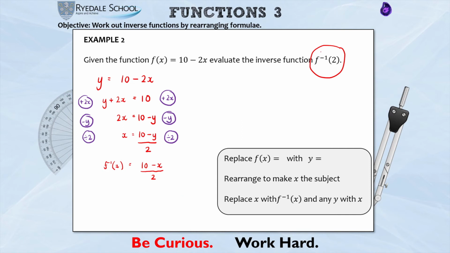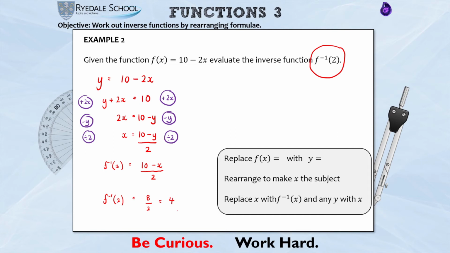Not quite finished, because remember, we were evaluating the inverse function with 2. So all I have to do now is substitute 2 into this. So 10 take away 2 would be 8, and 8 divided by 2 would be 4.